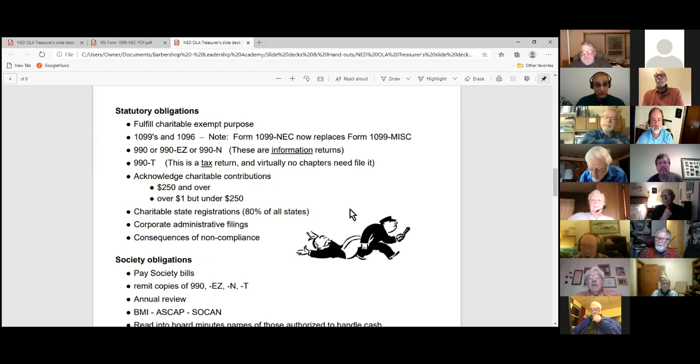Some states define seeking new members as soliciting. Some states define selling tickets to your show as soliciting. Not all of them. You have to look into your state and find out what the rules really are.